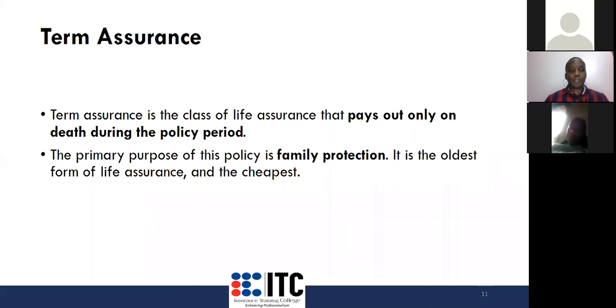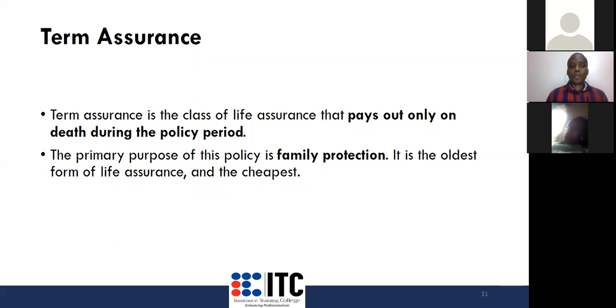For term assurance, this is the class of life insurance that pays out only on death during the policy term. It pays out only on death during the policy term. So if death occurs after the policy term, there is no payout. And what we should note is that this kind of policy expires after the policy term is over. So it has an expiry.